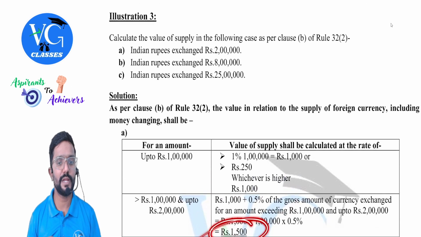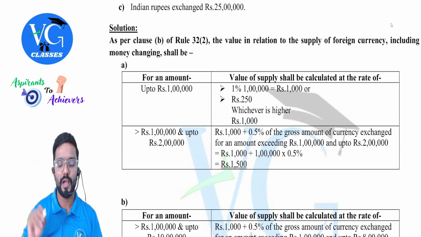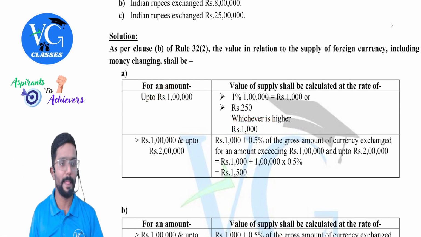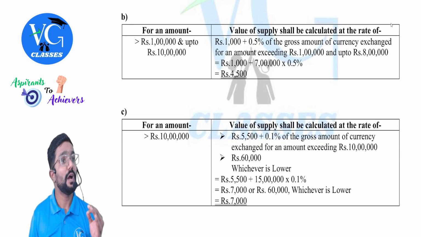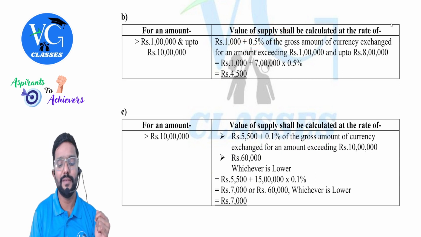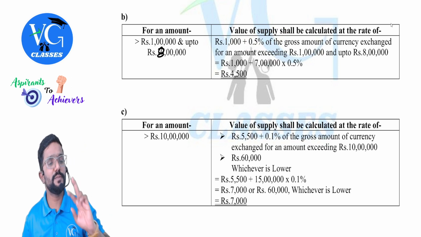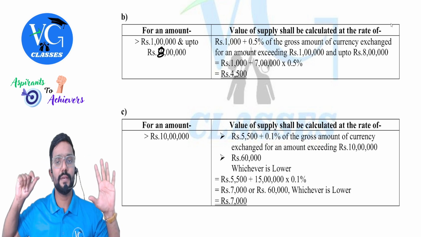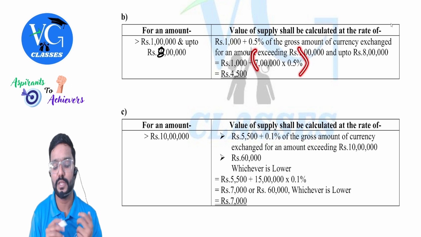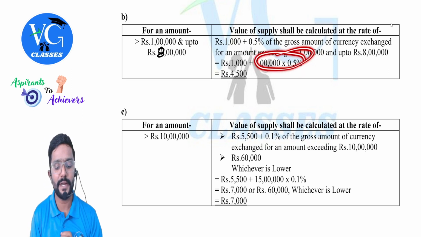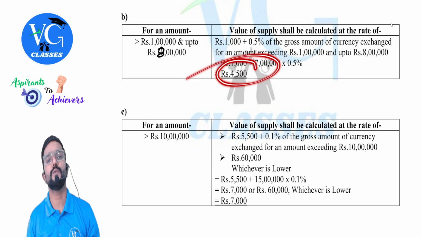Next, the second amount, I am taking it as 8 lakh. For 8 lakh, how much, sir? Straight away 1,000 I am taking. Sir, how do we get 1,000? I have already shown you here. Same way. So straight away I am going to the second slab, more than 1 lakh up to 10 lakh. It is 0.5%, but I will stop it at 8 lakh only. What is the difference between 8 lakh and 1 lakh? 7. On 7 lakh, 0.5% comes to 3,500. So 3,500 plus 1,000, which I would have got in the above slab. So the total value of supply comes to 4,500.